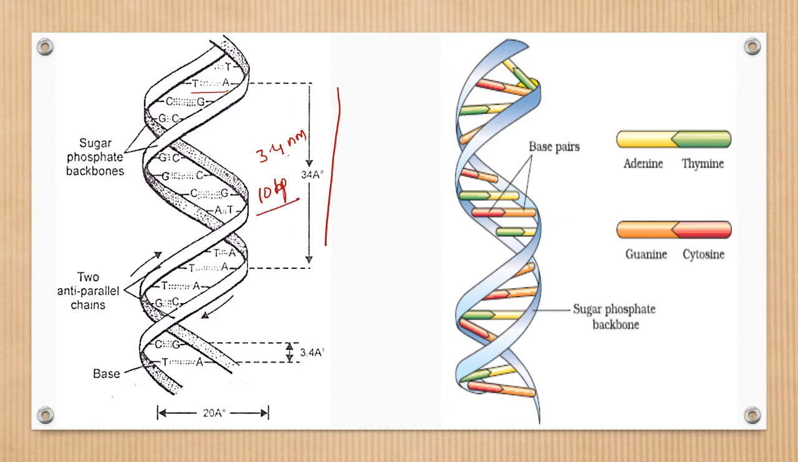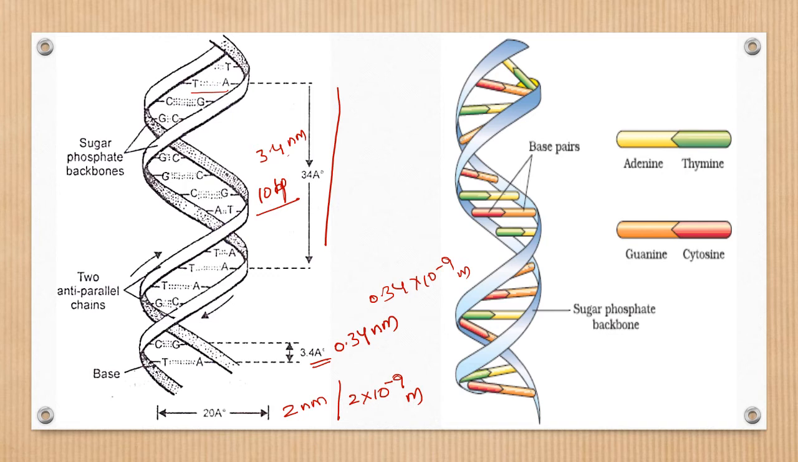Now the distance between these two base pairs is 3.4 angstrom units, or 0.34 nanometers. And the diameter, the width of the two strands, is 20 angstrom units, or 2 nanometers, or 2 into 10 to the power of minus 9 meters. Here also the distance is 0.34 into 10 to the power of minus 9 meters.